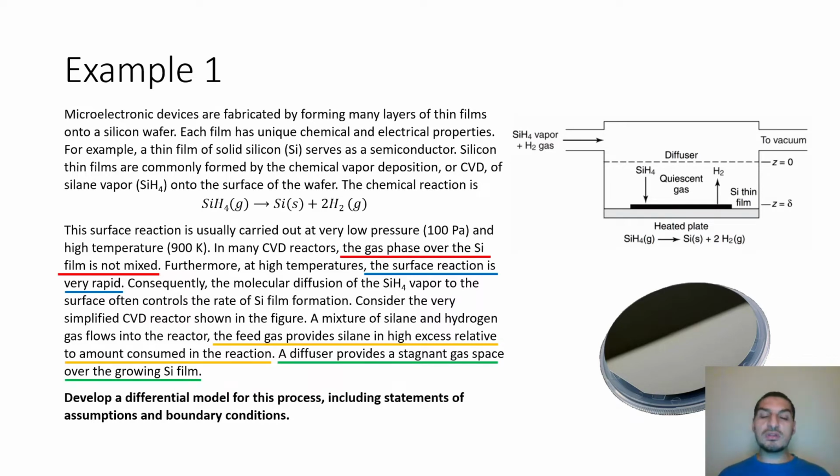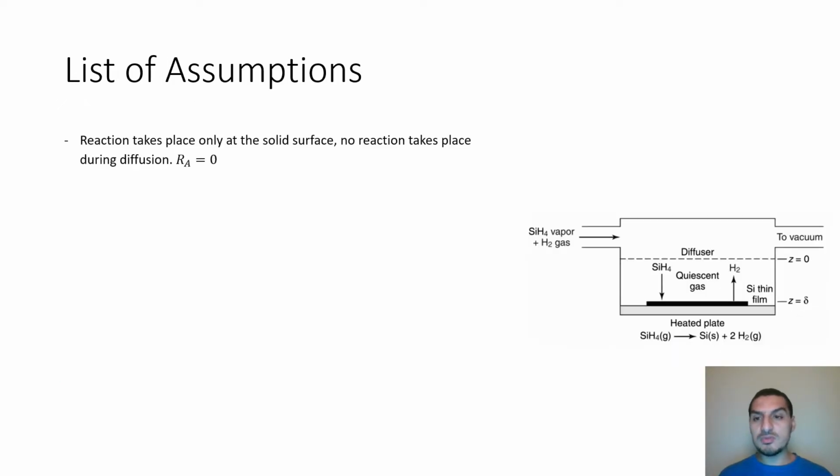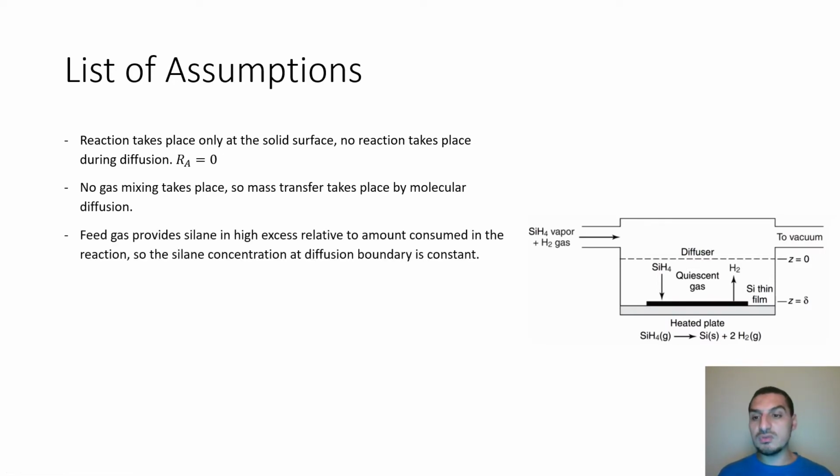There are many assumptions that we already know here in this problem. First, we know that the reaction only takes place on the silicon film. So in the diffusing area, there is no reaction, so R equals 0. There is no gas mixing, which means that it's all molecular diffusion. We said that. The feed provides silane in high excess, which means that the concentration of silane at the diffuser is constant.